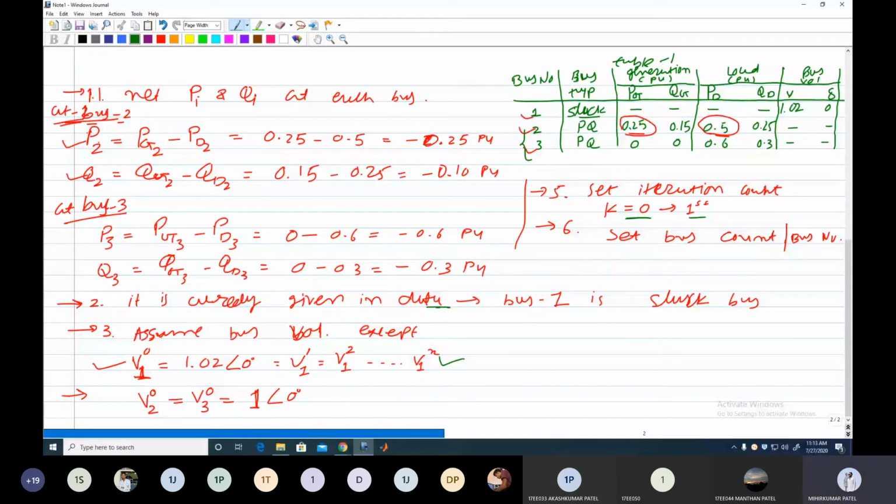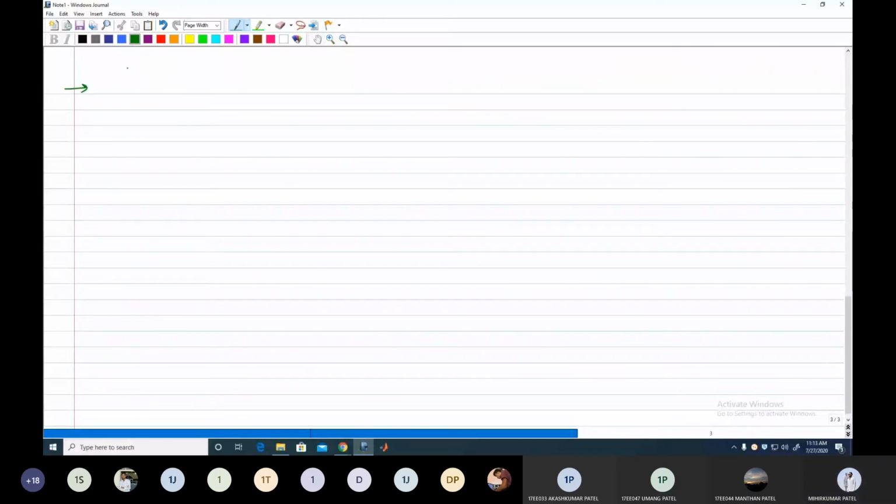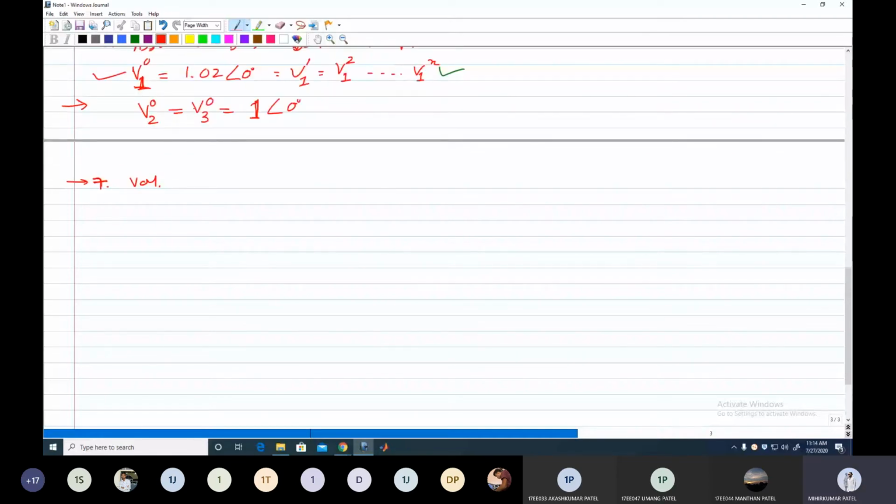Yes, what is step number 7? Step 7, just recall the theory which we have discussed earlier. What is step number 7? Voltage equation for the ith bus. Yes, we have to calculate the voltages at each bus of our network. So let's start from bus number 2. Clear? You have to calculate.